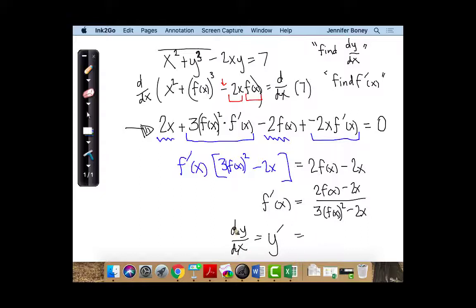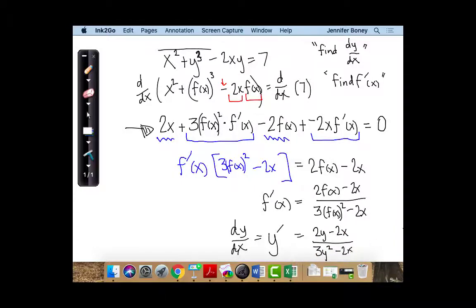If I put this back in the original x's and y's, y prime or dy dx could be this left-hand side, f prime of x, and for f of x, well, I just used f of x instead of the symbol y, just to imply the fact that y is a function of x, so we can think about this in terms of the chain rule, because we're finding a derivative with respect to x, and so we're thinking of y as a relation where x is the input and y is the output. It's just not specifically a function. But rewriting this, then I'd have 2y minus 2x over 3y squared minus 2x.